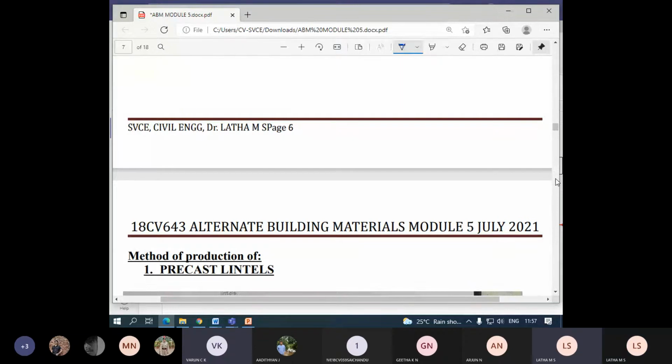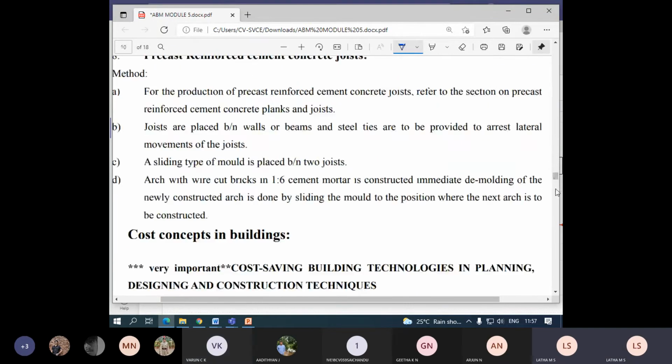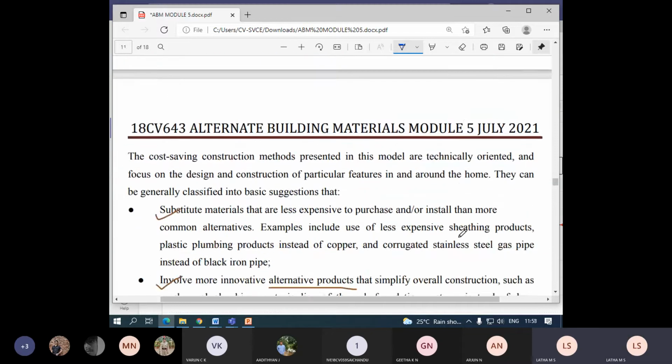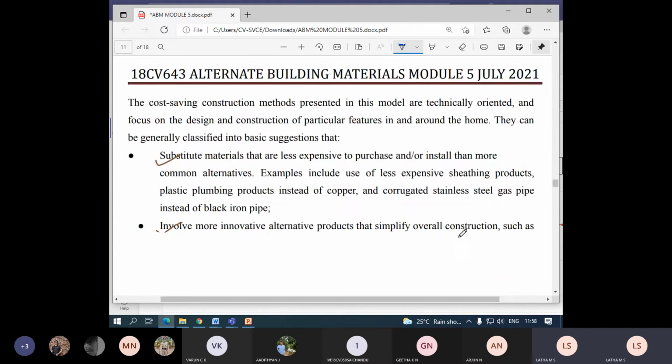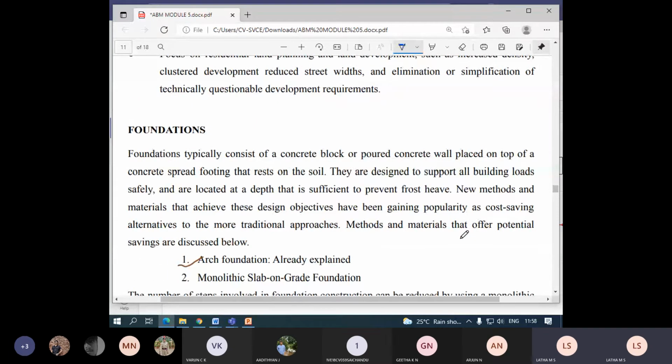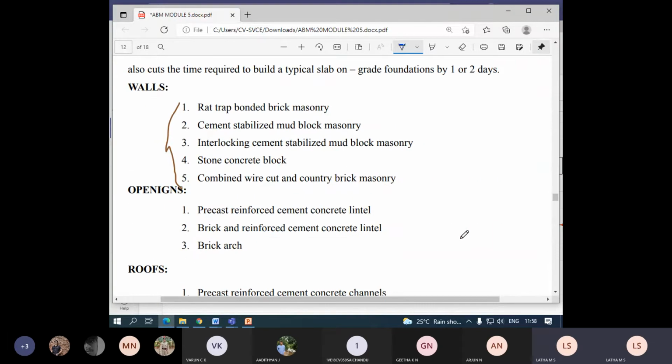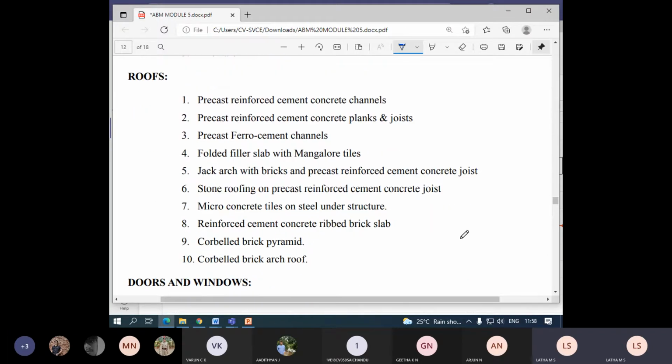how to minimize the cost of construction. How to overcome it? Yesterday we started telling about the cost concepts in building, which dealt with the type of foundation you choose, then the type of wall construction you choose, what the masonry units are, and when you provide openings for doors and windows, what type of supports you have to provide for the openings, and what the different types of roof are.